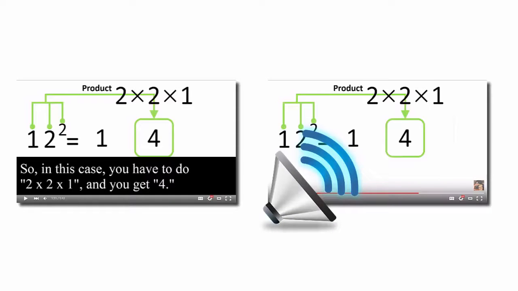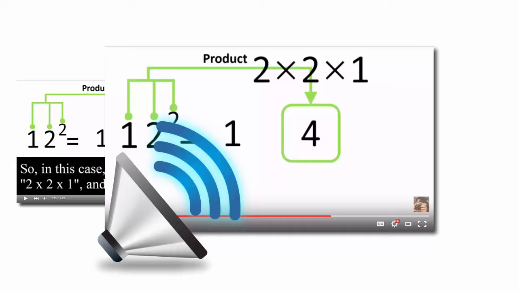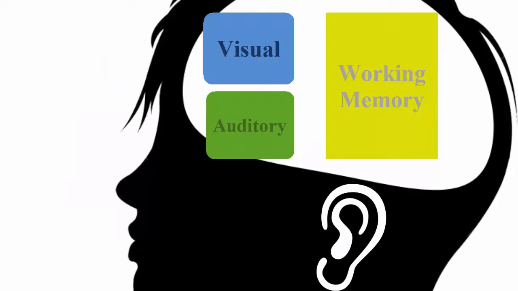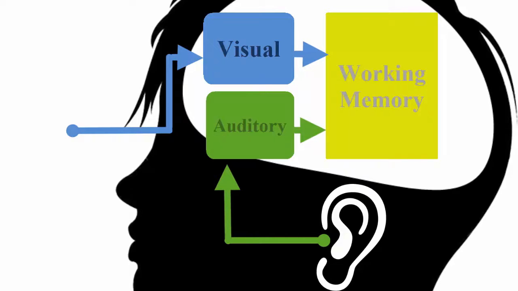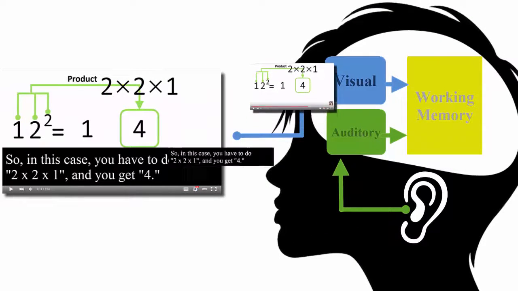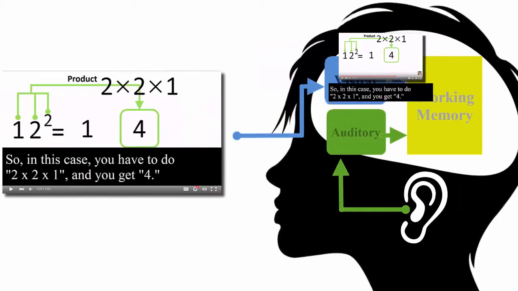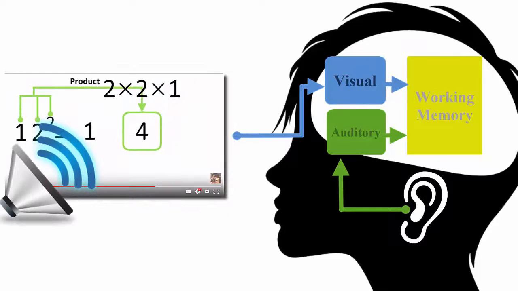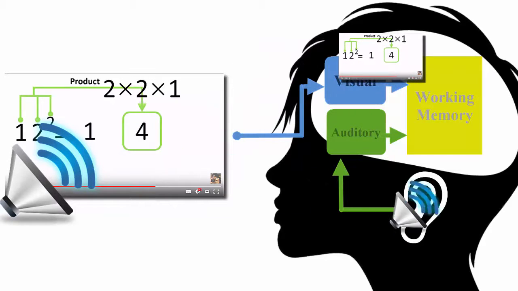Which was easier for you? I bet the spoken version was easier. But why? This is a picture of human information processing architecture. We have the visual channel to perceive visual information and the auditory channel to perceive auditory information. When you watched the written words version, both pictures and words were handled by your visual channel because both were visual information. When you watch the spoken words version, only pictures were perceived through your visual channel, and spoken words were, of course, perceived through your auditory channel.